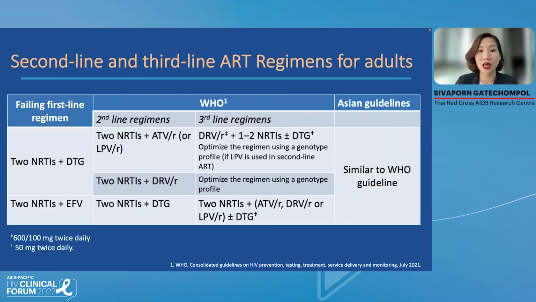And for the second-line and third-line ART regimens for adults, WHO recommends, for the second line, NRTIs plus DTG. For the second-line regimen it will be 2 NRTIs plus boosted atazanavir or lopinavir or darunavir. And the third-line regimen, if you fail this second line, will be boosted darunavir at twice daily dose plus 1 or 2 NRTIs and plus or minus DTG twice daily dose. And for the first-line regimen with 2 NRTIs plus efavirenz, the second line should be 2 NRTIs plus DTG, and the third line should be 2 NRTIs plus boosted PI minus or plus DTG twice daily dose, which is similar to Asian guidelines.